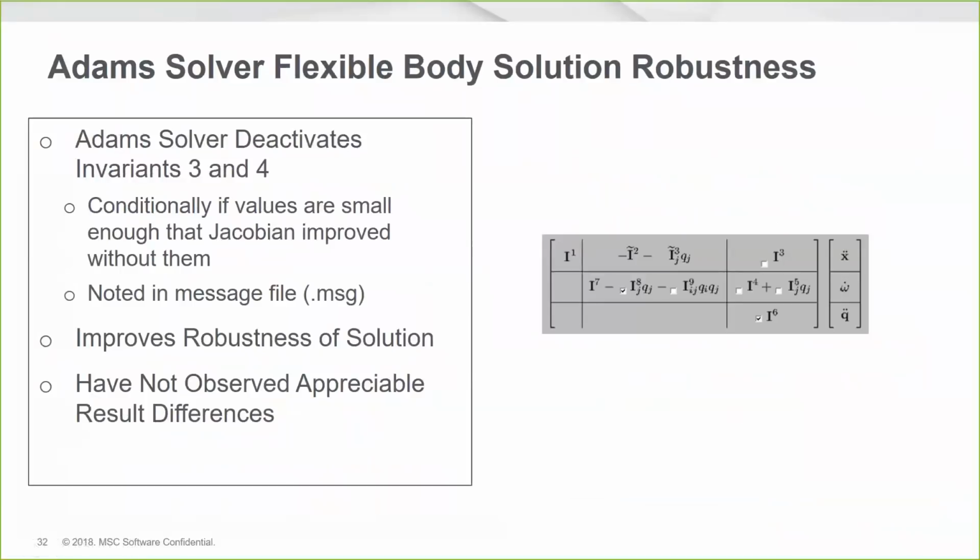Another note here in terms of the robustness of the solution: when flexible bodies are included in a model, Adams Solver will conditionally deactivate, if they are active in the first place, variants 3 and 4 if their values are very, very small, small enough that the Jacobian is improved without them. And this gets noted in the message file. It improves the robustness of the solution. We found this improved convergence on a number of models that we've gotten in the past from the field, and we haven't noticed any appreciable result differences in doing this. So it just seems like a good robustness item to do. So we'll mention that here.